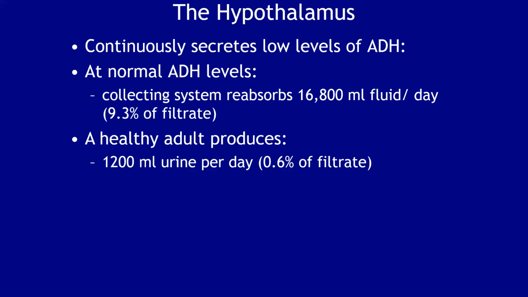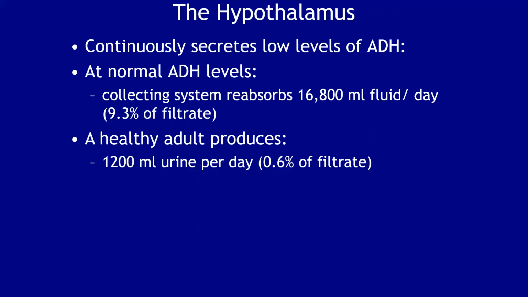Now, when you're thinking about someone who is on their feet for 12 hours, such as a nurse, they may try to limit their fluid because oftentimes they just can't even take a break to get to the restroom. So a healthy adult should produce about 1,200 milliliters of urine per day.